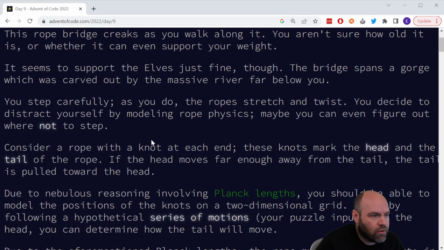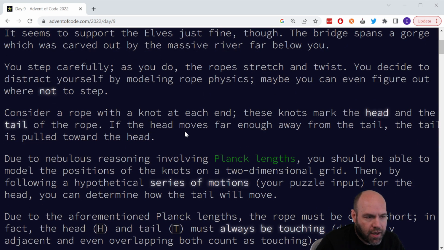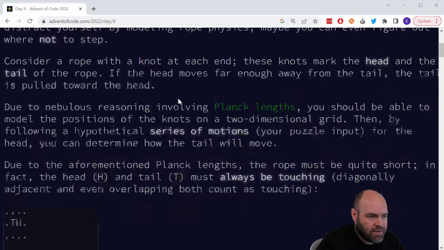The bridge spans a gorge which is carved out by a massive river far below you. You step carefully as you do. The ropes stretch and twist. You decide to distract yourself by modeling rope physics. Maybe you can even figure out where not to step.